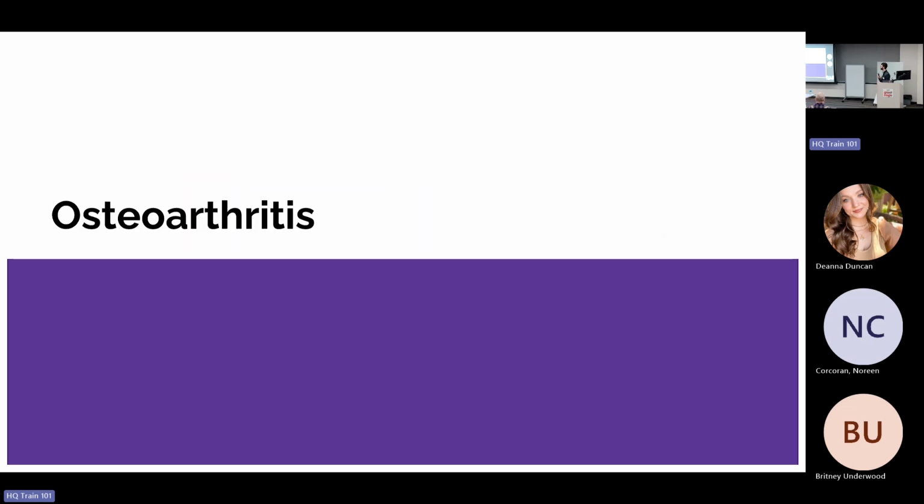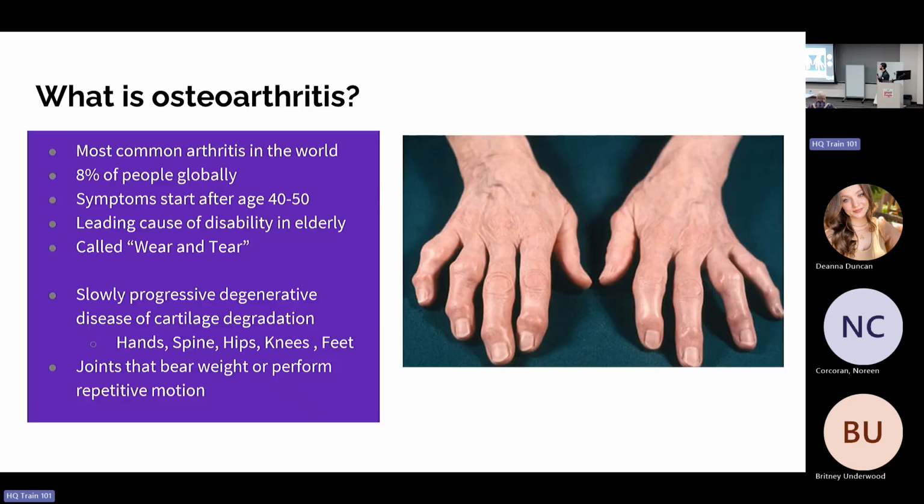So we'll start talking about osteoarthritis. I don't need to probably spend too much time, based off of the last talk, going into great detail about OA, but what is osteoarthritis? It's the most common arthritis in the world. Including babies to the eldest people in the world, about 8% of people globally have osteoarthritis, but symptoms do tend to start after the age of 40 to 50. And it's the leading cause of disability in the elderly.